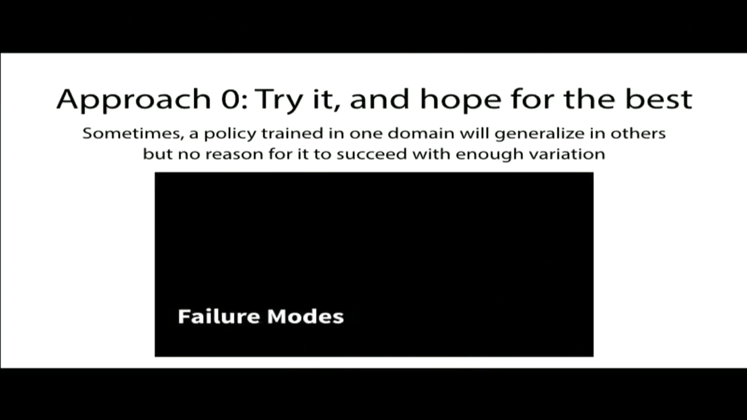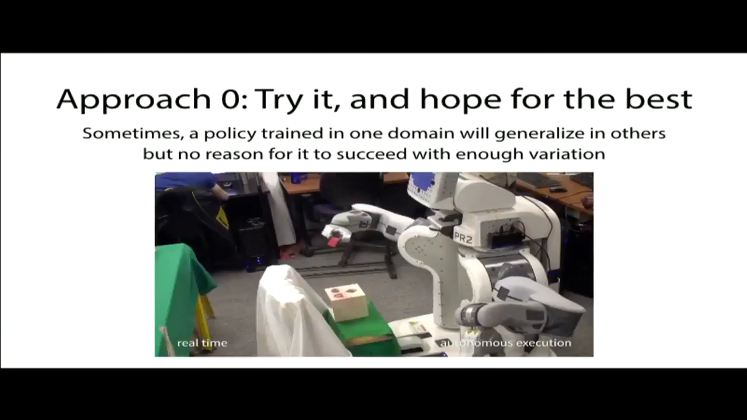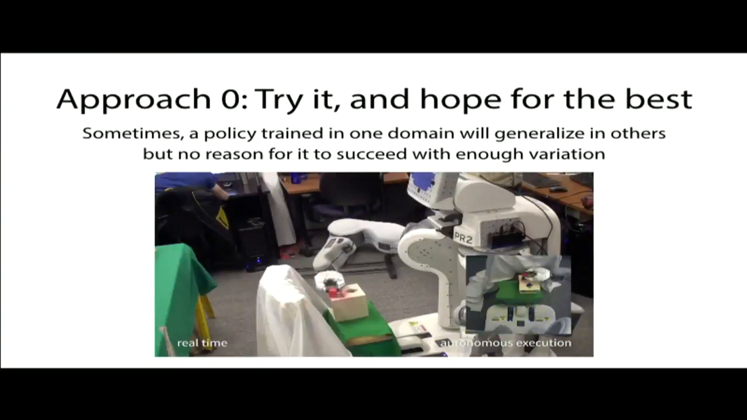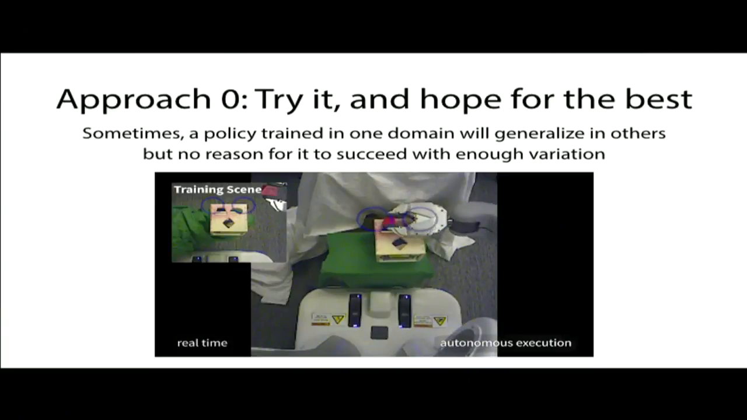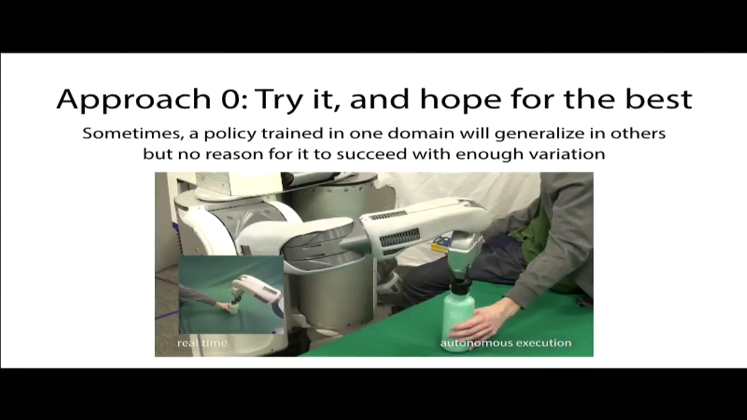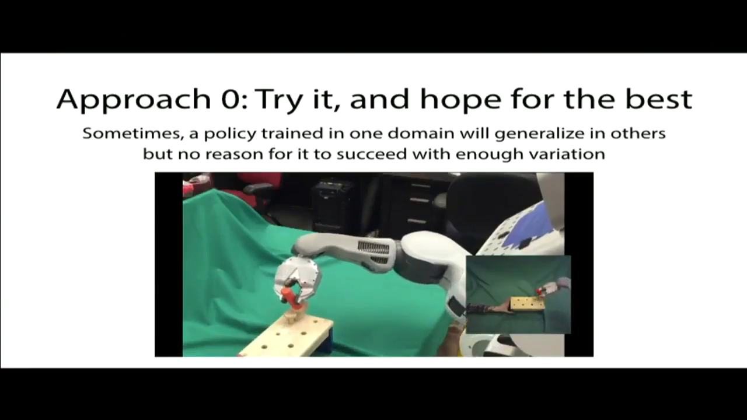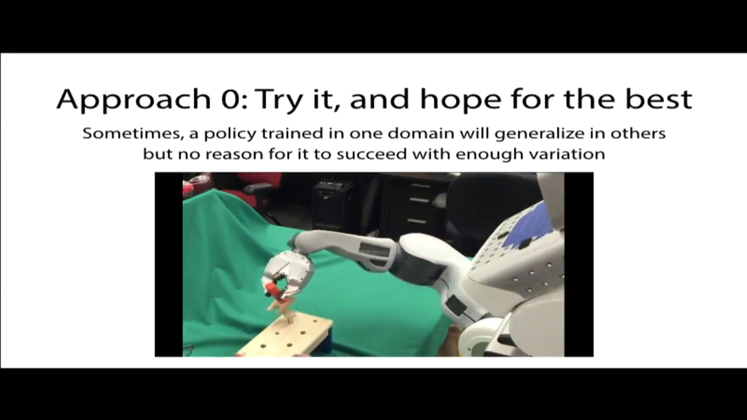But then sometimes it doesn't work. So for example, if you put a shirt on the coat hanger, it didn't work. If you put visual distractors near the object, it also didn't generalize. And so, yeah, sometimes things will work, sometimes things won't work. There's no reason to believe that it will succeed with enough variation. But if you're running something, it is worth trying to see how far it will go.